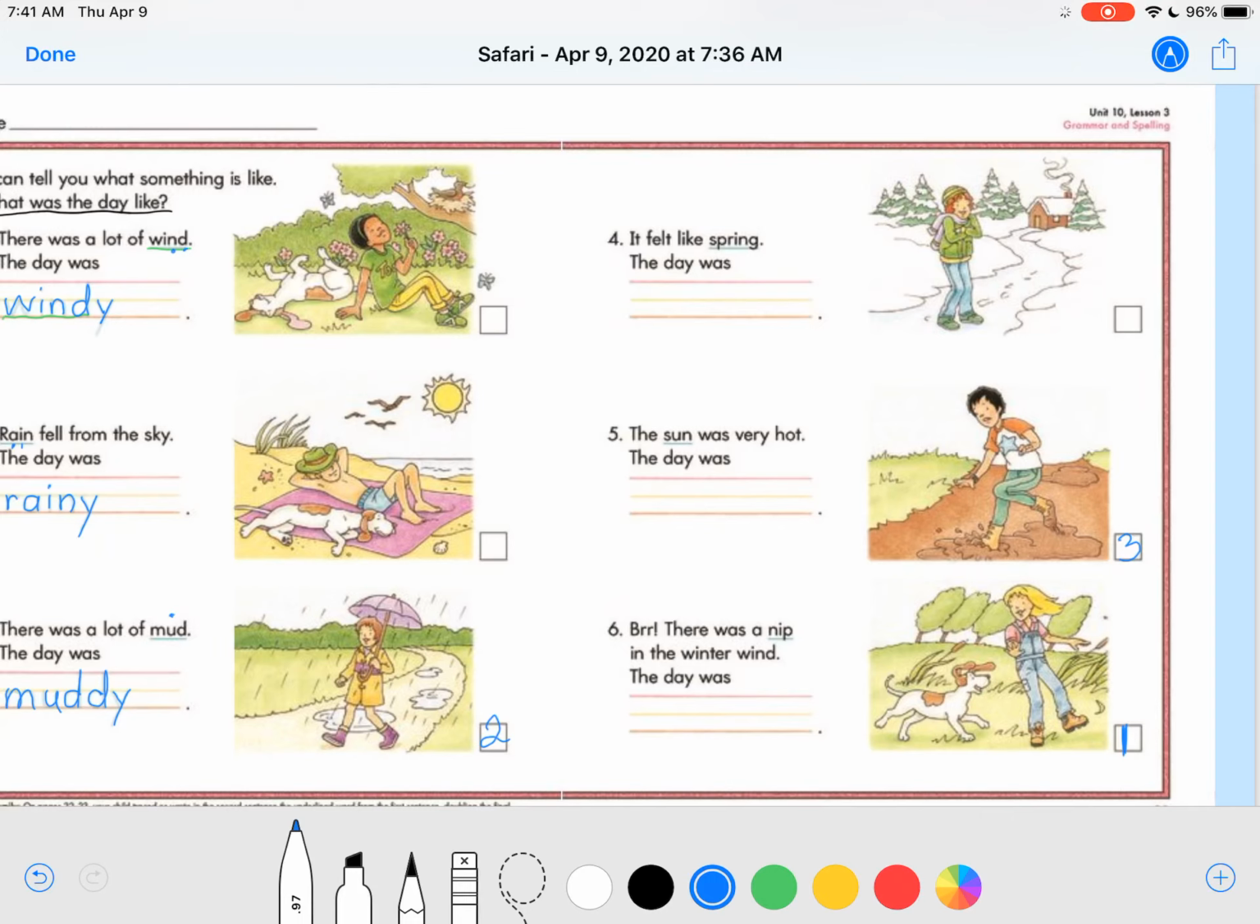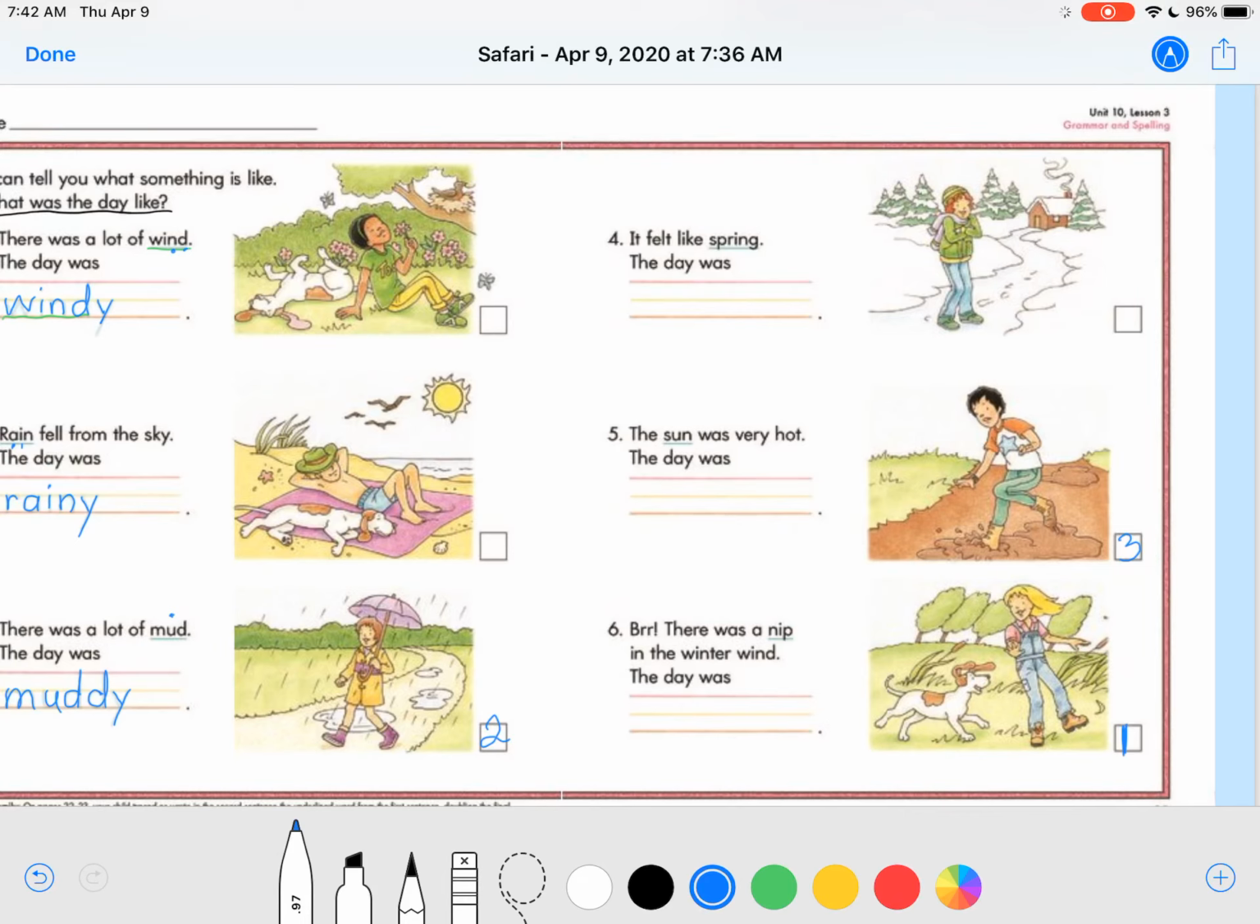I want you to slide over to page 23. You're going to find the underlined word in each sentence, rewrite it, and add the ending Y. Remember, if a word only has one vowel and it ends in only one consonant like mud, you need to double the final letter before you add the Y. After you add the Y to each word, look for the picture that shows the kind of weather that's described. Next to each picture, please write the number for the pair of sentences that describes the picture.